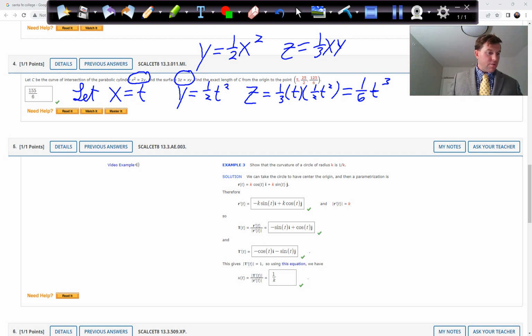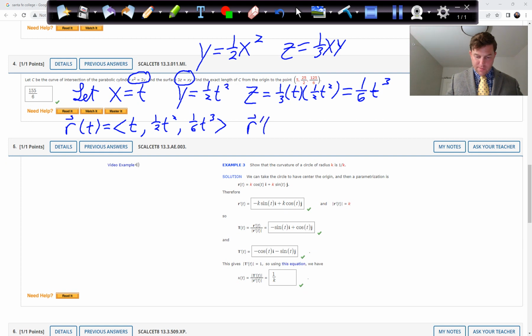And so we're going to have r as a function of t is t, 1/2 t squared, 1/6 t cubed. And we need to find the derivative of this.